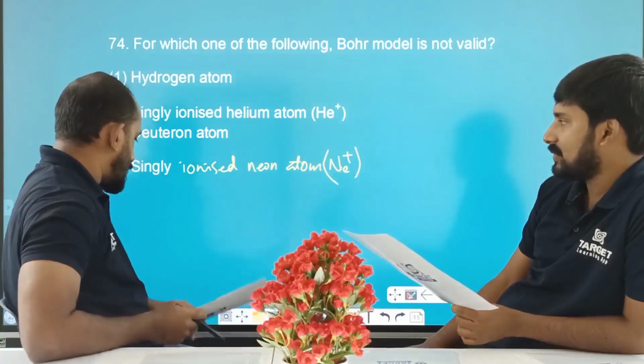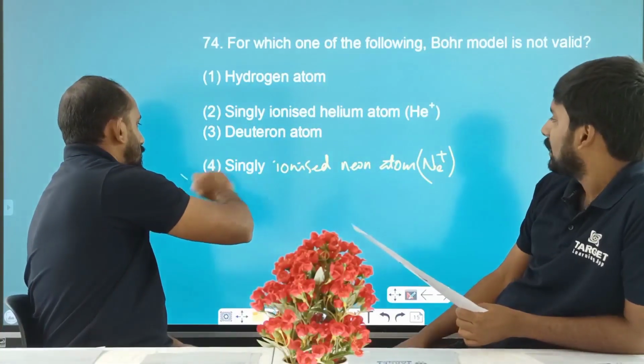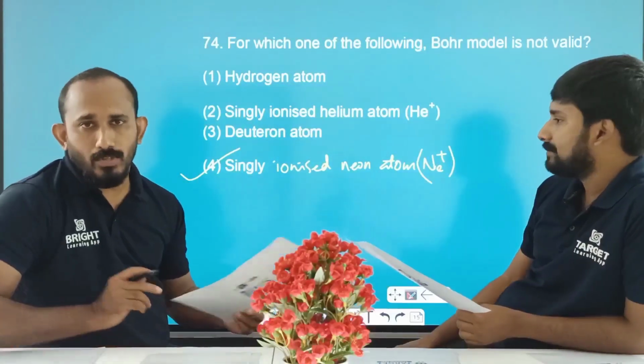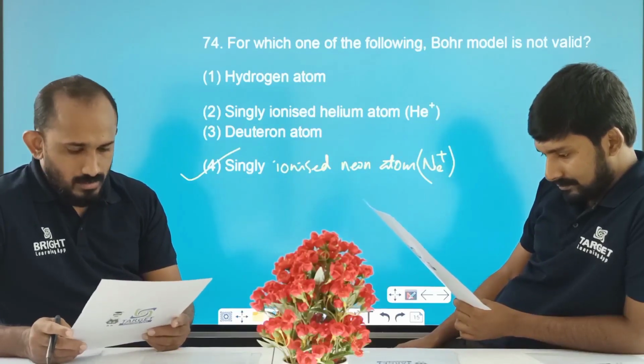Plus have 9 electrons. So it does not behave like a hydrogen atom. So we can have the answer as the fourth one only. It will be the exceptional option. So you can use the elimination method here. Yes, 74th question, fourth is the answer.